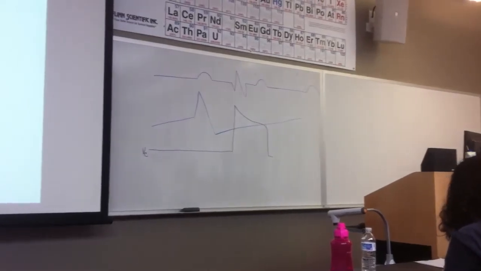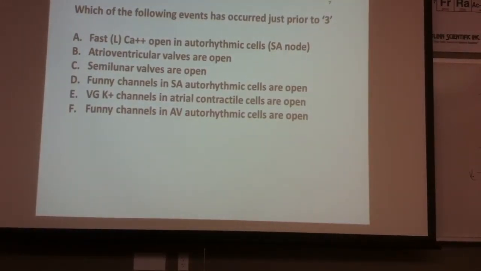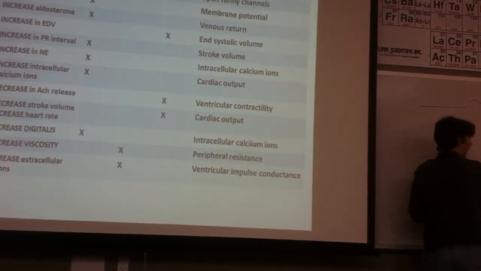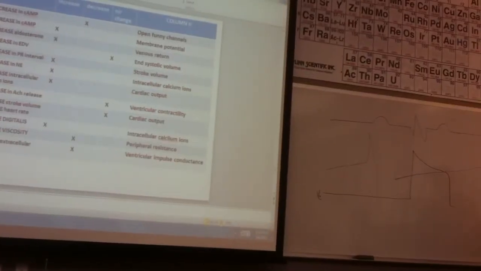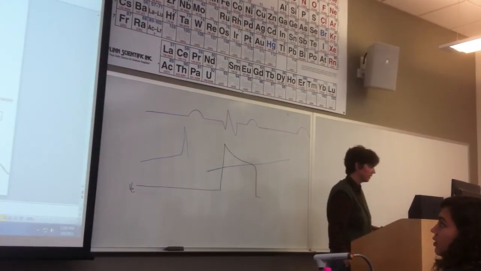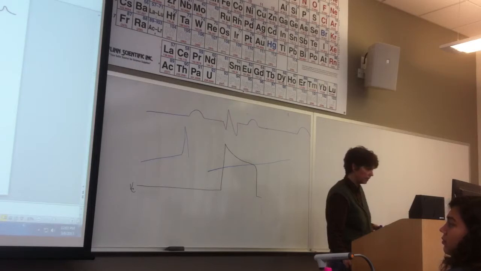All right, which of the following events has already occurred just prior to 3? So we're talking about, I make it look like this is happening a little quicker than me. So this happens just prior. Oh, you're going through all your... Sorry. Like what? Exactly.